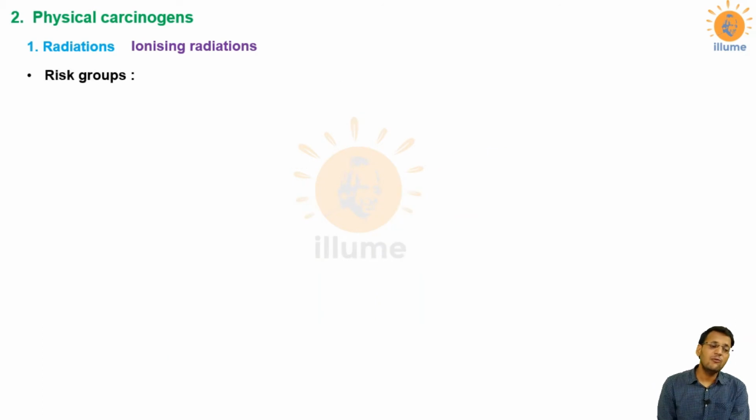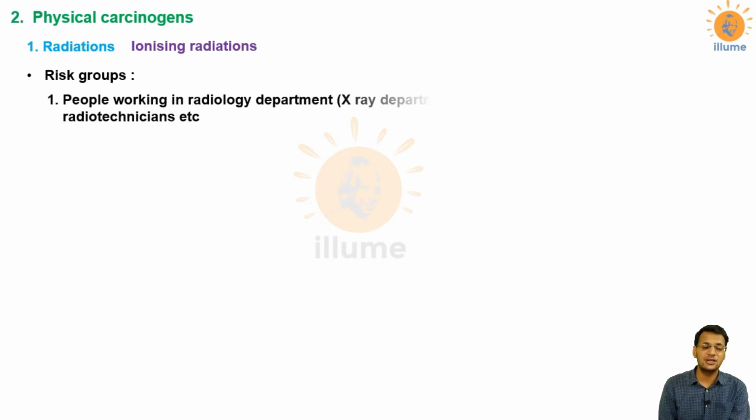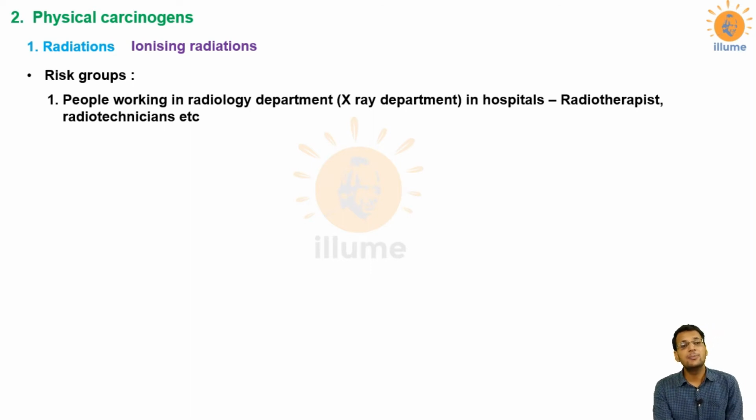Now, what sort of people are at higher risk from ionizing radiations? The first group that belongs to the risk group is the doctors and the technicians working in the radiology department of any hospital. What are radiology departments? Those departments which are associated with X-rays and CT scans in hospitals.